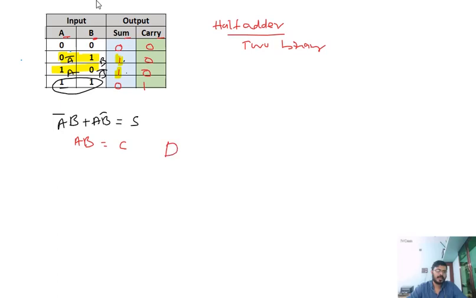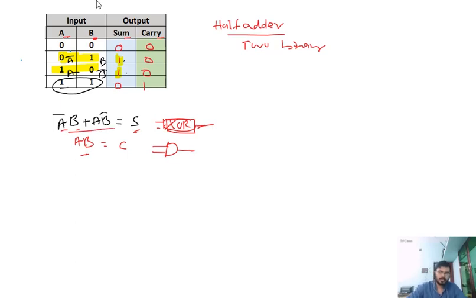In order to make a Boolean expression like this, we only need an AND gate. You have two inputs A and B. The output will be A into B. Now what about sum? Sum is the output of an XOR gate. If the inputs of the XOR gate are A and B, the output will be equal to A complement B plus A B complement.